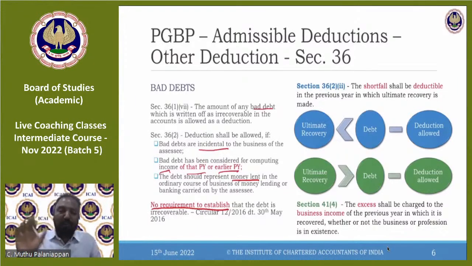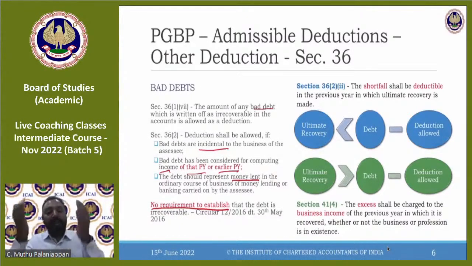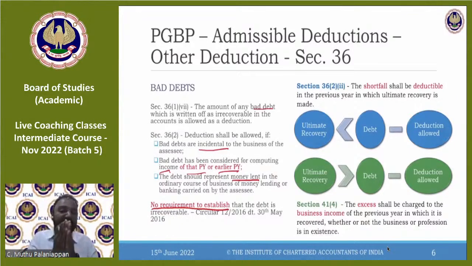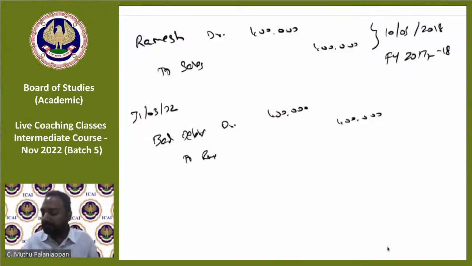But there's a small check to this: you cannot do as you wish. The check is what happens when you actually collect it back. You have considered something as a bad debt. What happens when you're actually collecting it back? There are two scenarios. One is, now we'll replace this 1 lakh with 40,000.